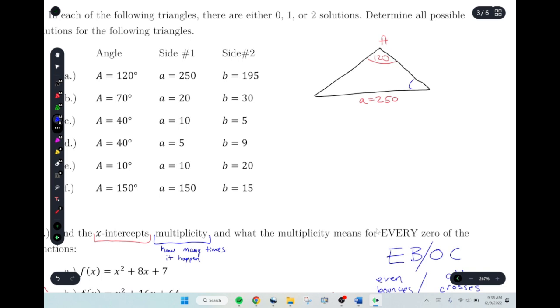So let's call this angle B, and side B equals 195. And call this angle C, and side C equals, do you want to just leave it lowercase c?